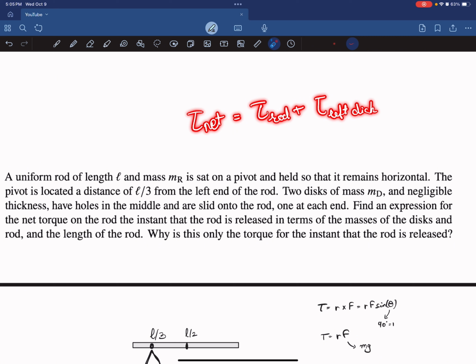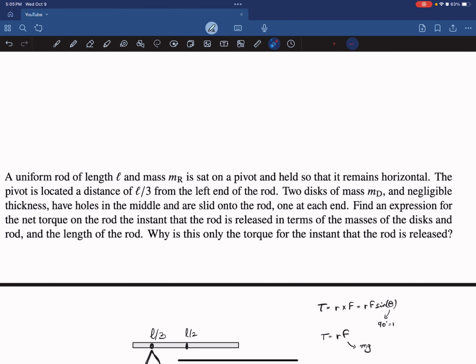Now, they want us to find the expression for the net torque on the rod at the instant when it is released, in terms of the masses of the discs. So they want us to find the net torque, which is tau net. So tau net is equal to torque due to the rod plus torque due to the left disc plus torque due to the right disc.